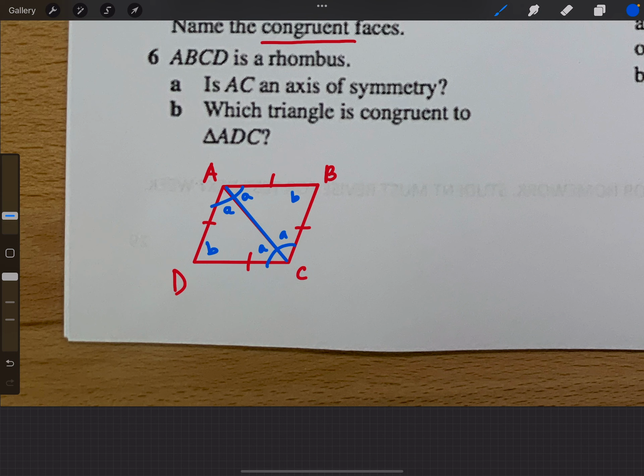So as you can see, you got the same length, the same angles, and this line AC means that the line AC is indeed an axis of symmetry. It's divided the shape and it causes a reflection between the left and the right. So therefore, the answer is yes. Which triangle is congruent to triangle ADC? ADC is this one here. So which triangle is congruent to that one? Well, it's the top triangle, which is ABC. There you go.